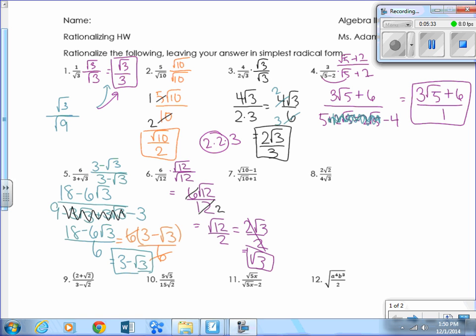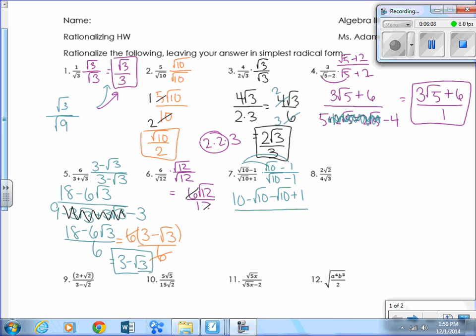Alright, I'm going to erase this so I have more room for number 7. For number 7, I need to do the conjugate of the denominator, so that's the square root of 10 minus 1. And now we've got to FOIL the top and the bottom. So when we FOIL that, we should get the square root of 10 times the square root of 10, that's 10, minus the square root of 10, minus another square root of 10, plus 1.